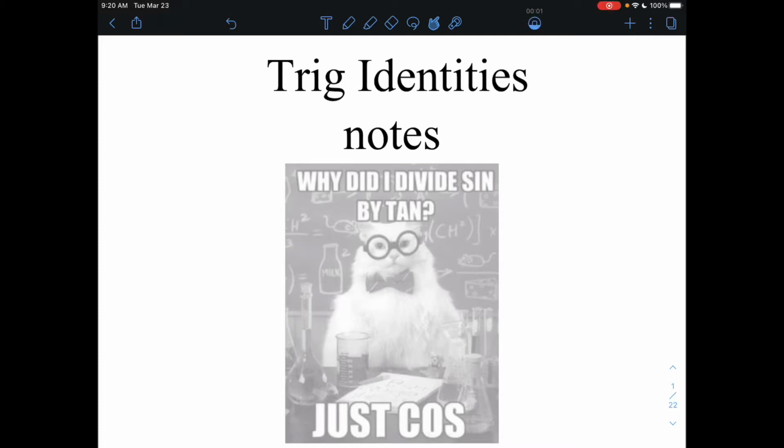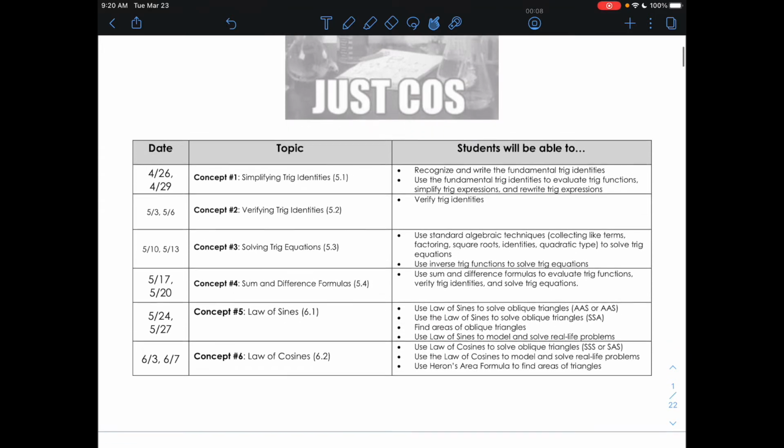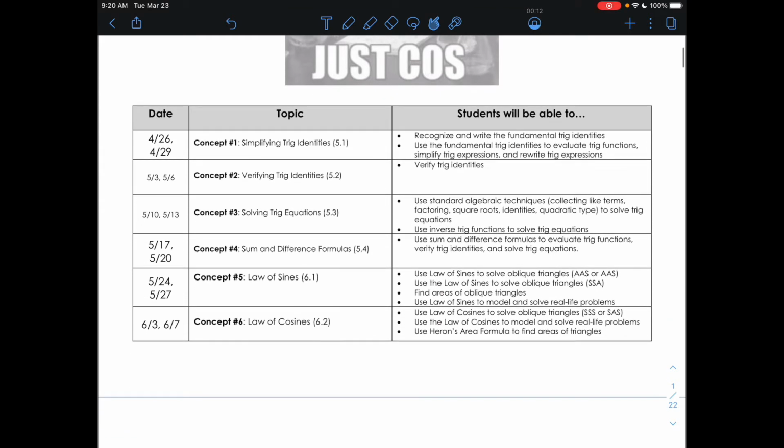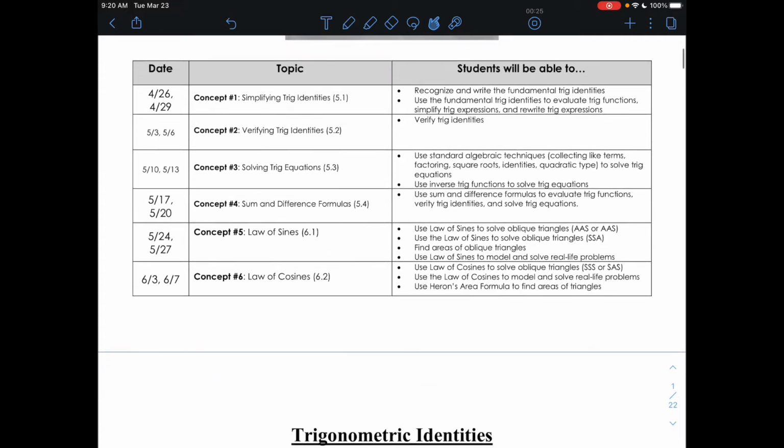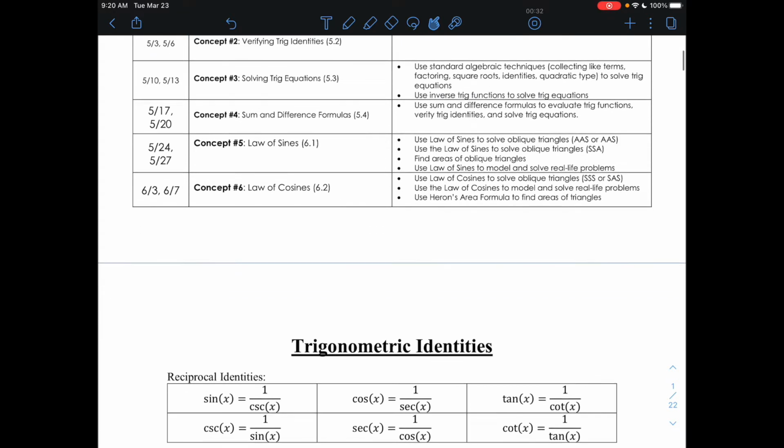Welcome to our trig identities unit. We're going to be taking a look at some concepts at the beginning that are very similar to what we did a couple of months ago with verifying and simplifying using trig identities. However, we are going to be looking at more identities than we did before. So for concept one, we're going to be simplifying again. So those are the examples where we don't have the answer.